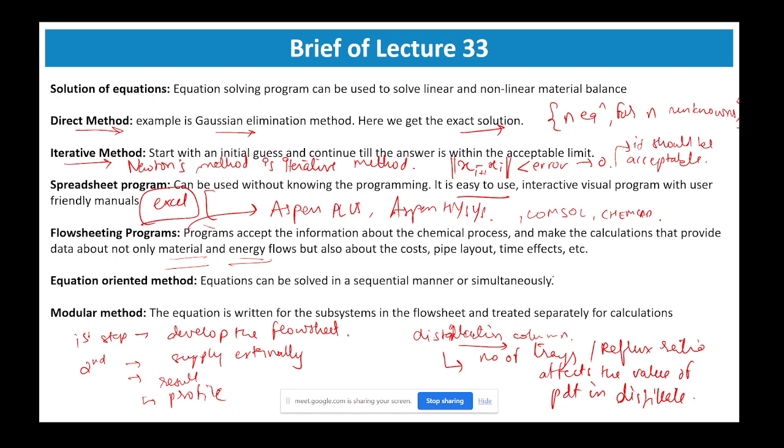Okay, so one such method is the equation oriented method and another is the modular method. In the equation oriented method, you develop all the equations and you solve them. Either they can be solved simultaneously or they can be solved sequentially. So any of these can be done. Another is the modular method, which can be more common, where the entire flow sheet is divided into various numbers of subsystems or subsections, and for each subsection you write the equations and you solve it.